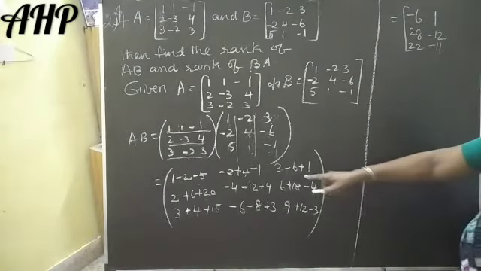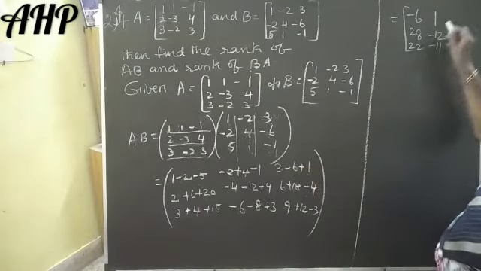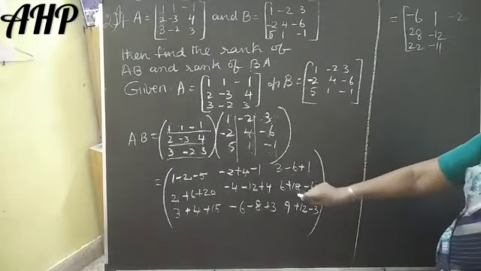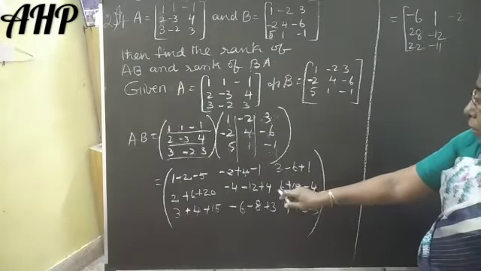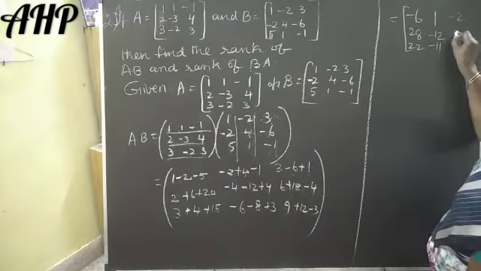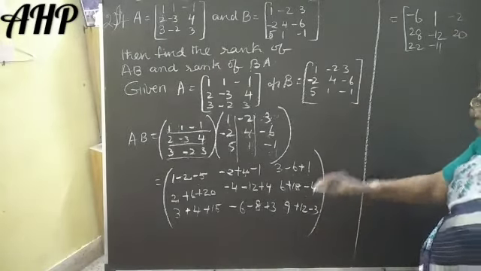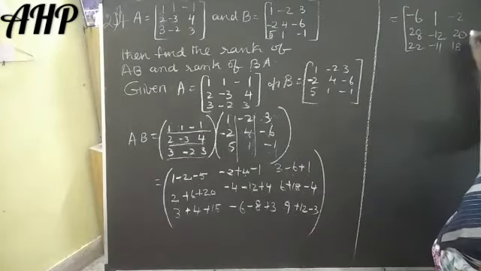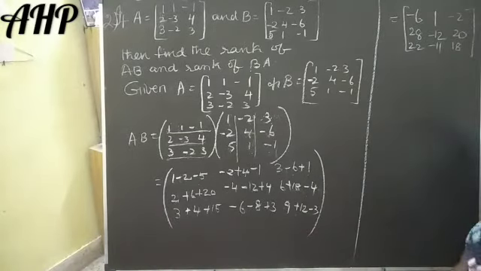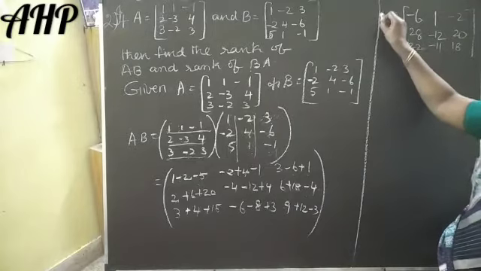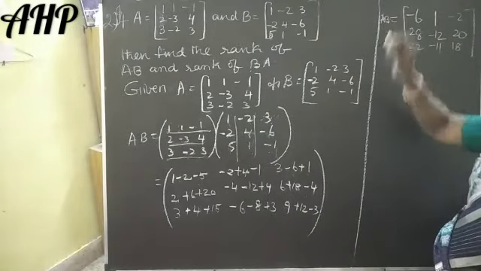Then plus 4 minus 6, minus 2. Plus 14 plus 6, 20. 9 plus 9, 18. Now this is your AB matrix.